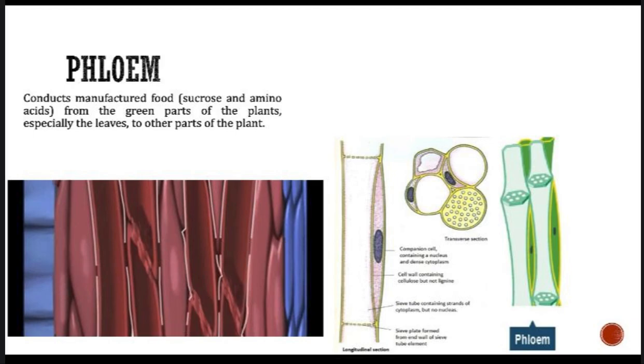So you should be able to recognize the phloem. Just for your general information, general knowledge, you have a cell annexed to it called the companion cell. And this companion cell is going to load all of the manufactured products from photosynthesis into the phloem. So here's a longitudinal section of it, and here's a transverse section of it.